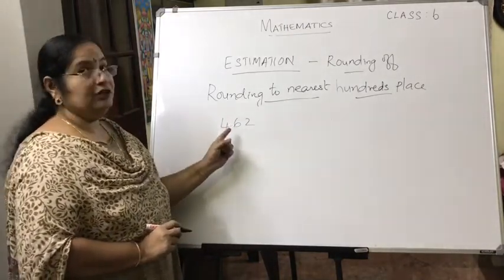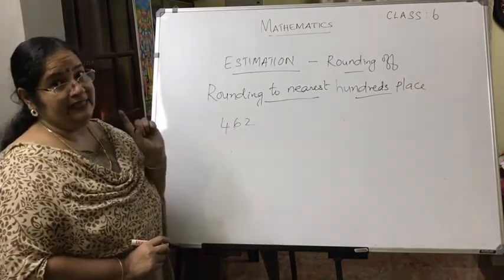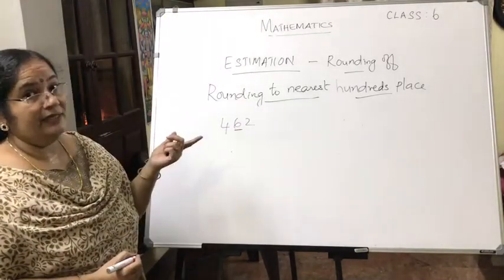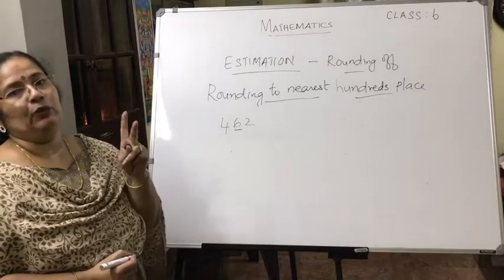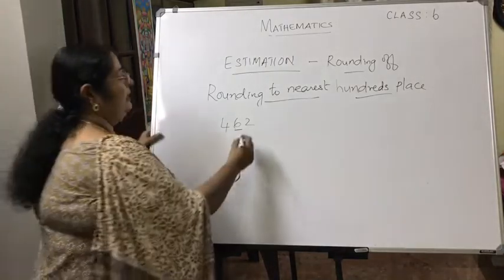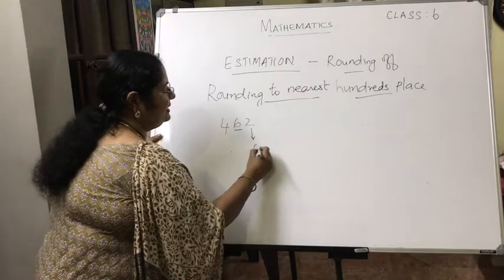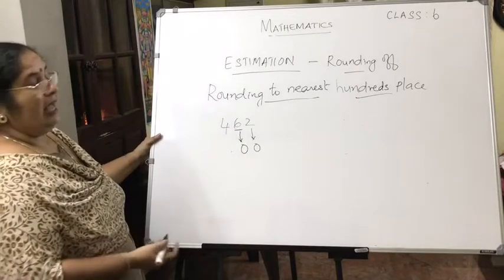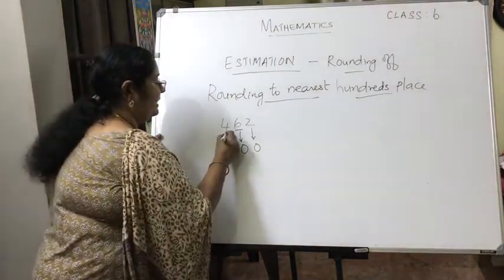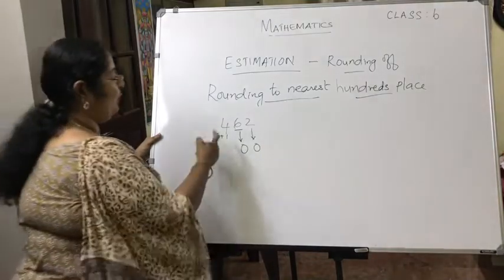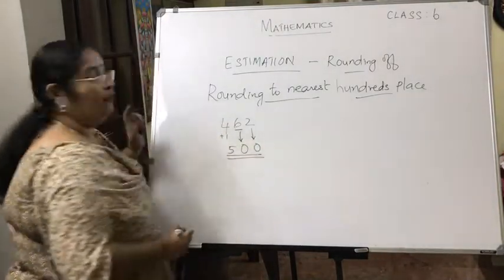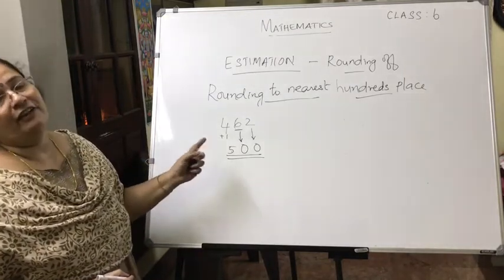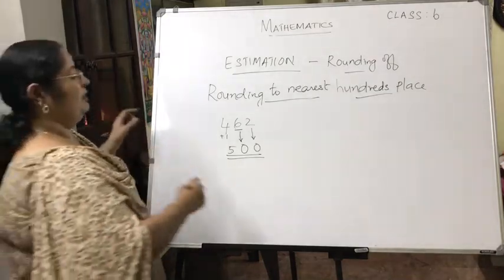Which place digit are you going to look into? Tens place digit. What is the tens place digit here? 6. Which group is it? It is in the second group. So you will change the ones place digit to 0. Tens place digit also will be 0. And to the hundreds place digit you will add a 1. So 4 plus 1, 5. 462 rounded to the nearest hundreds place is 500. Clear?